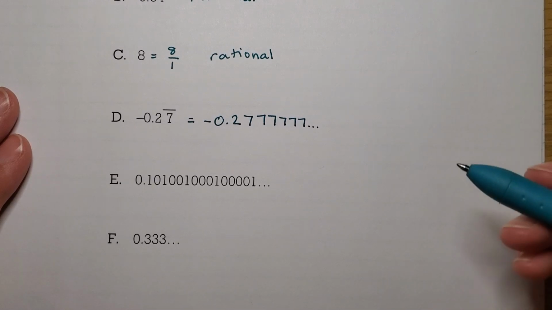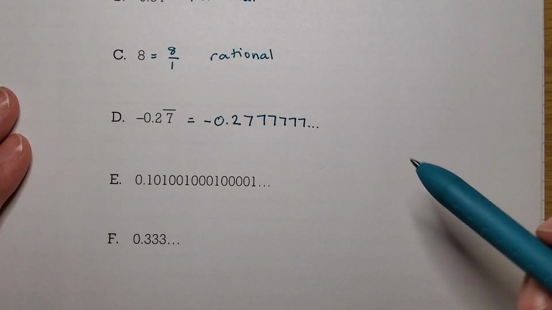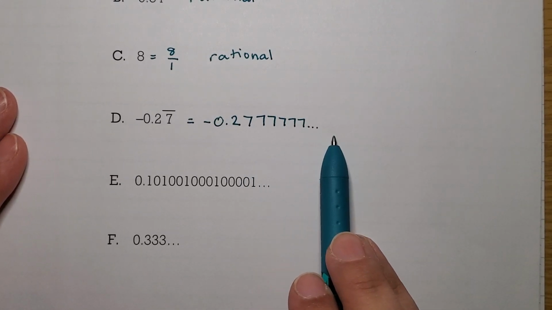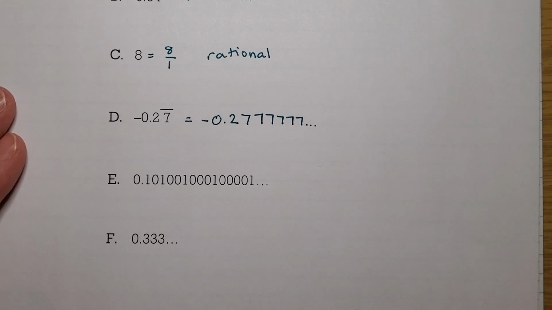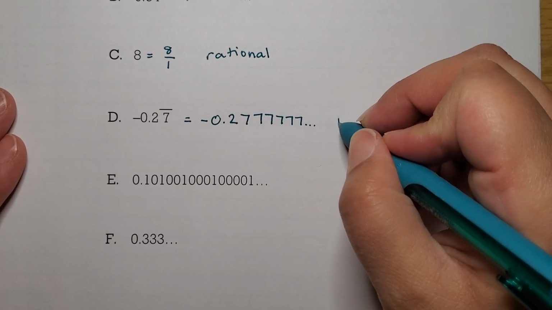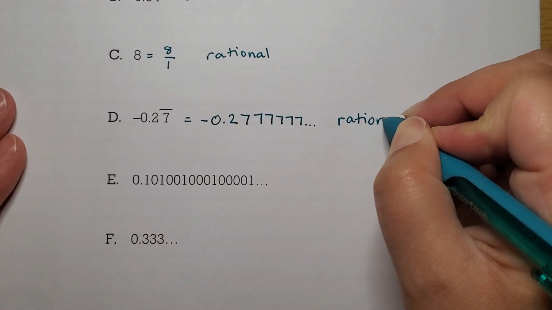So this decimal is a repeating decimal instead of terminating because the 7 is going to just continue to repeat. Rational numbers are decimals that either terminate or repeat. So since this one repeats, this is also rational.